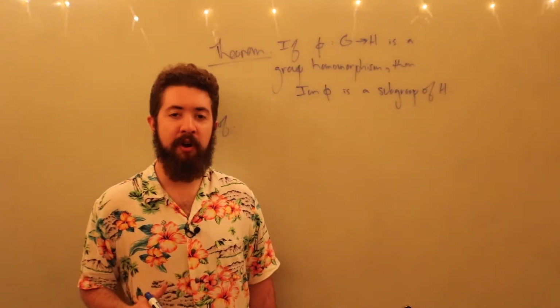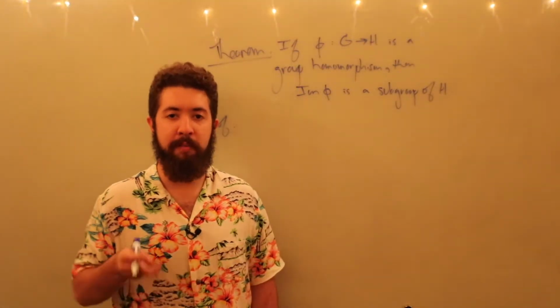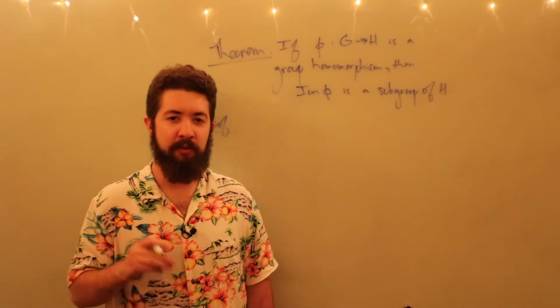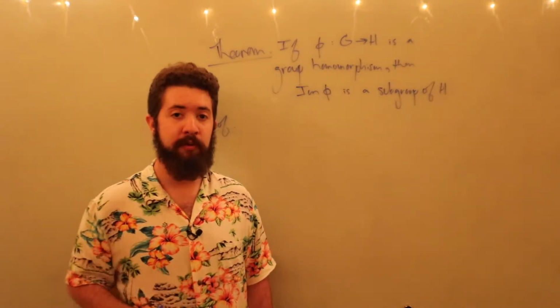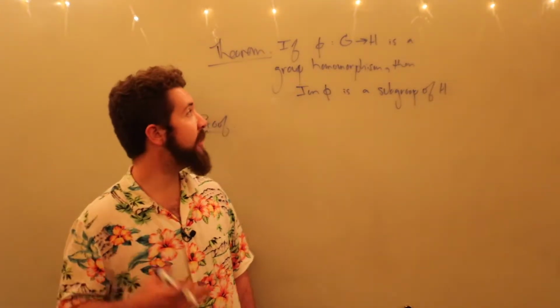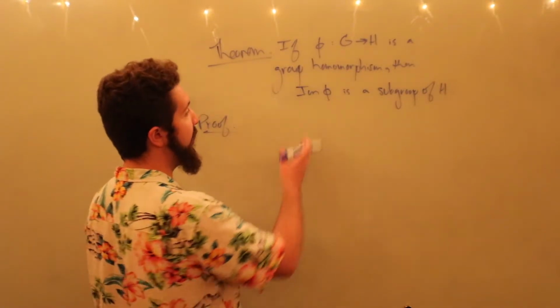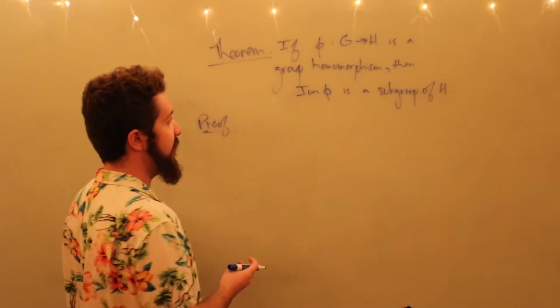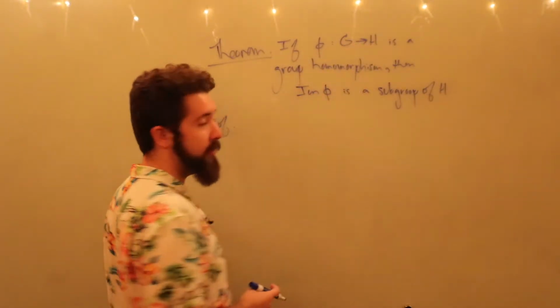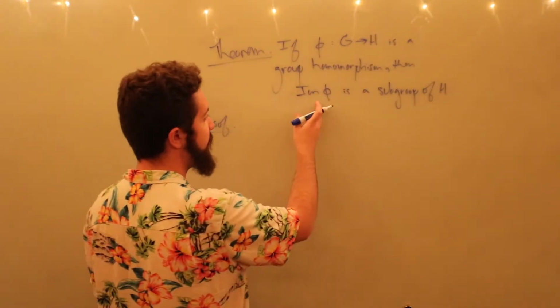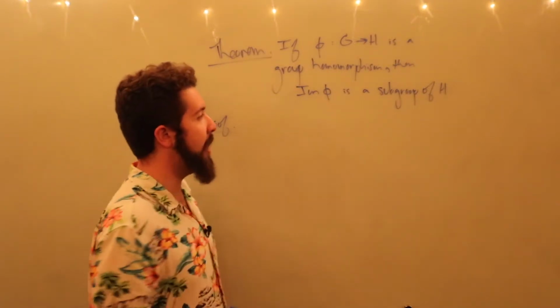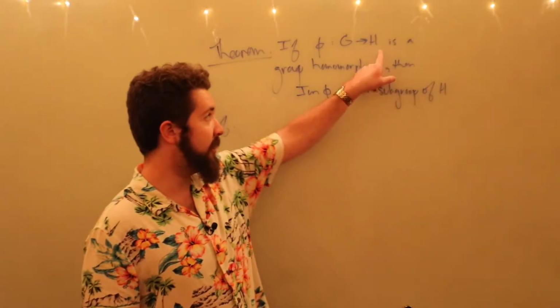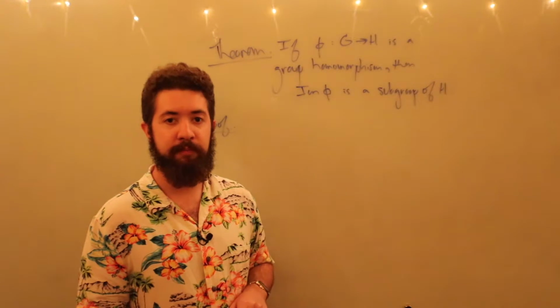Alright, I expect you to already know what the image of a set under a map is, right? The set of all elements which get mapped to. So if we consider not the kernel, but now the image of the group homomorphism phi, and so if phi goes from G to H, they're groups, and it's a homomorphism, I claim the image of the map is a subgroup of the codomain H.